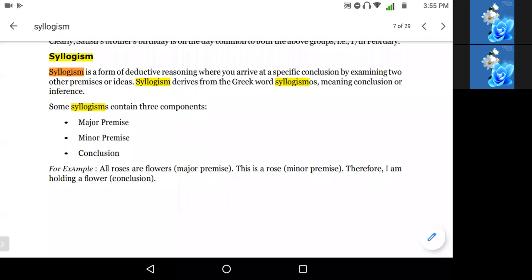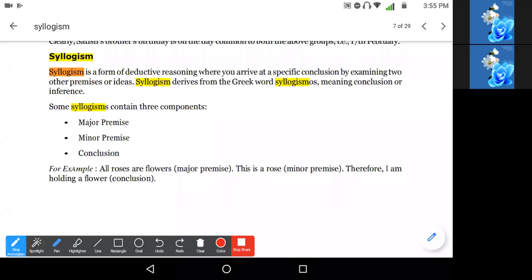Coming to the last concept of logical reasoning, that is syllogism. Now in this syllogism, let's understand what is syllogism first. Syllogism is a form of deductive reasoning where we arrive at a specific conclusion by examining the other ideas. So we will understand what is happening in the surrounding and, taking all that into consideration, we are going to come to one conclusion.